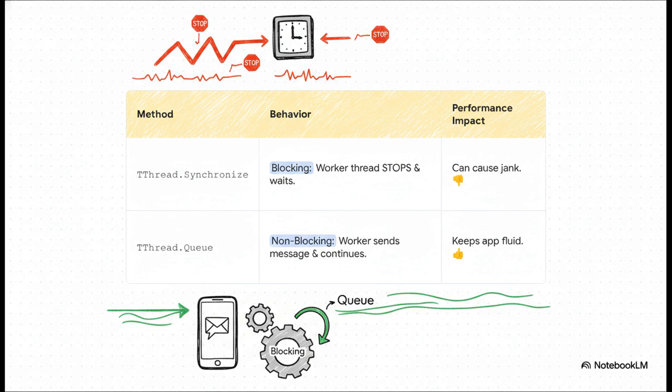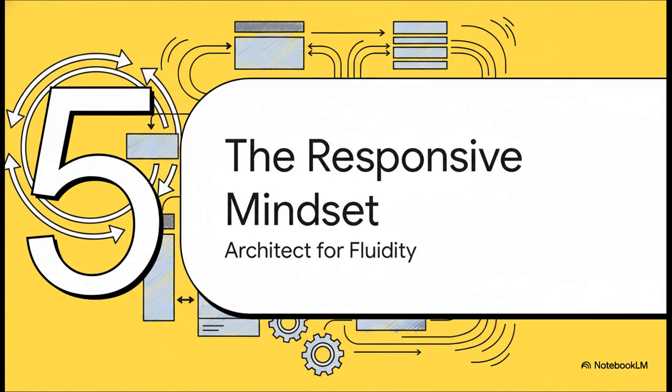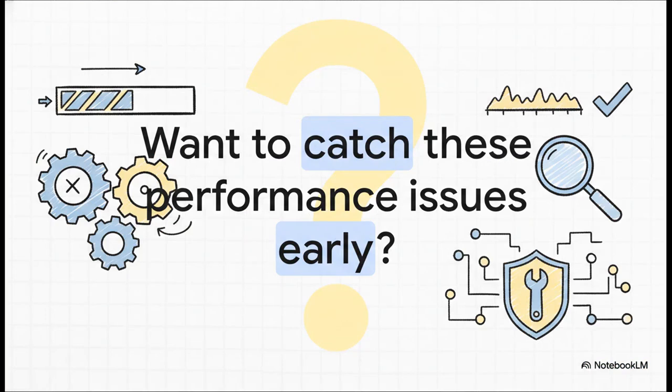It keeps everything fluid. And you don't have to take my word for it. This comment from a developer on Stack Overflow nails it perfectly. "Using synchronized means you may as well not be using threads." It completely defeats the entire purpose of what you're trying to do. It's a trap. So you see, building a responsive app isn't about one little trick or a quick fix. It's a whole philosophy. It's about designing your application's architecture from the ground up with this idea of fluidity in mind.